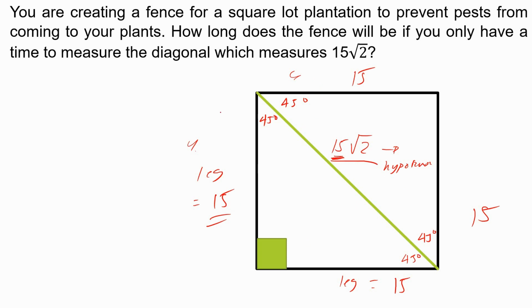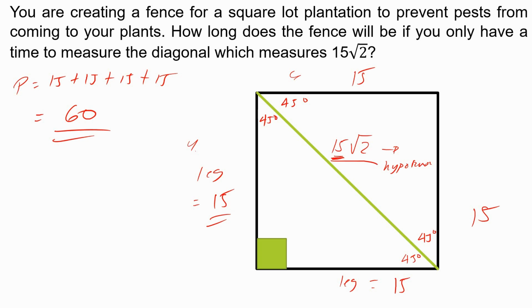That would mean, if you add those four, the length of the fences is, in other words, the perimeter. So 15 plus 15 plus 15 plus 15, you will get 60. That would mean the measurement of the entire fence is equal to 60 units. That's how we got it.